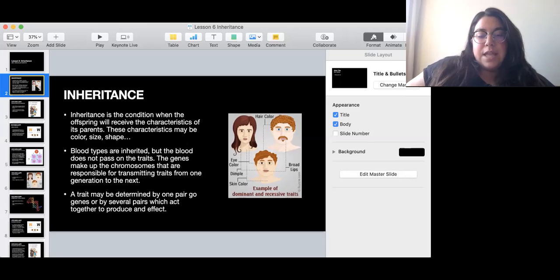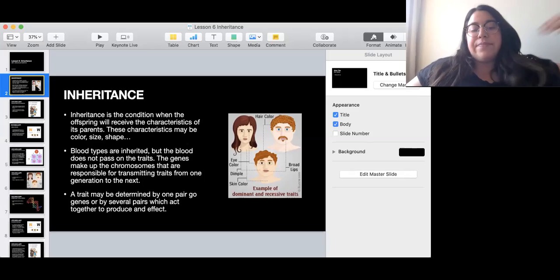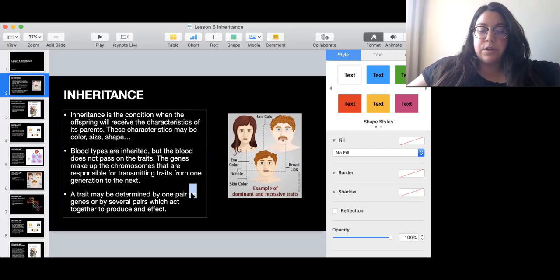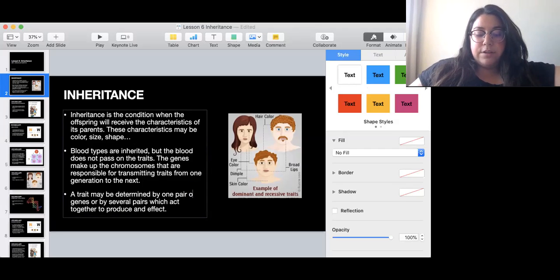All of the traits are passed from parents to children thanks to chromosomes, thanks to DNA, okay? And chromosomes are responsible for transmitting these characteristics or traits from one generation to the next, okay? And then a trait may be determined by one pair of genes or by several pairs of genes. And then together they produce an effect, which I'm gonna explain more in a moment.